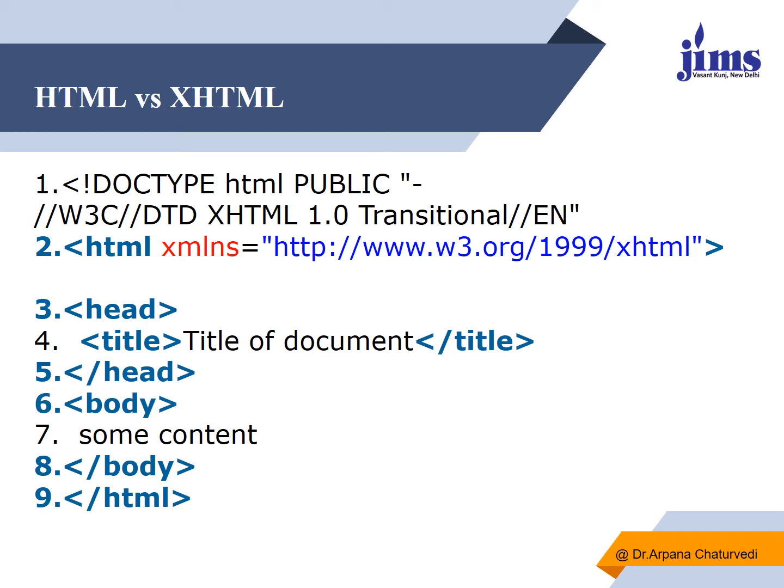This is an XHTML document wherein you can see that doc type is mandatory. You have written doc type HTML public. You are using W3C DTD XHTML 1.0 transitional EN. Then the XMLNS namespace you are using from here. Then head is properly closed. Title is nested and closed. Body is opened and closed. HTML is closed. So this is a proper XHTML document. If you do not write in this way, you will not be able to see the output.